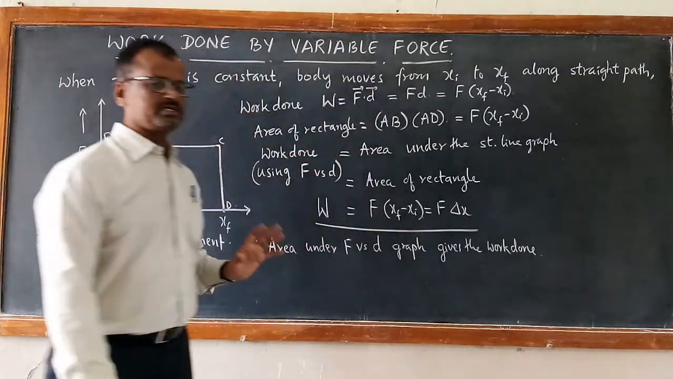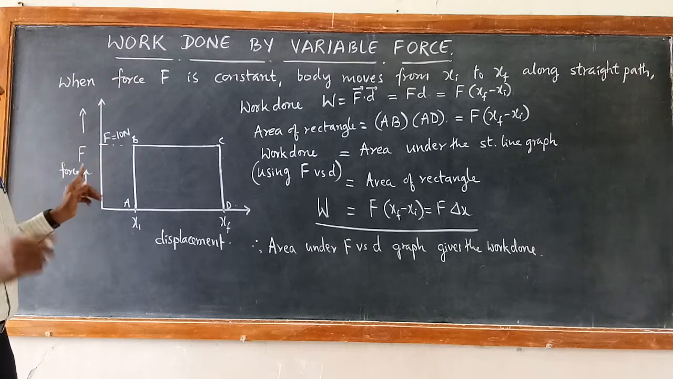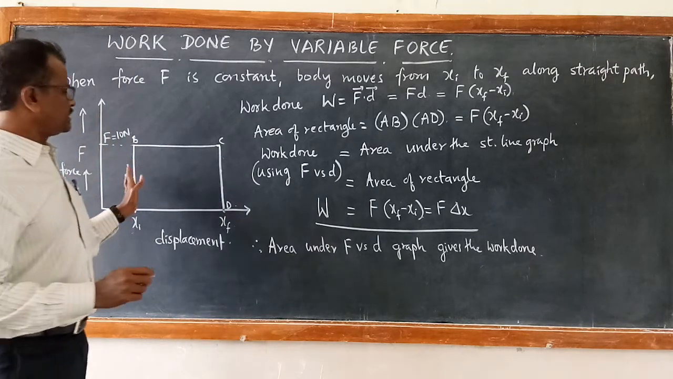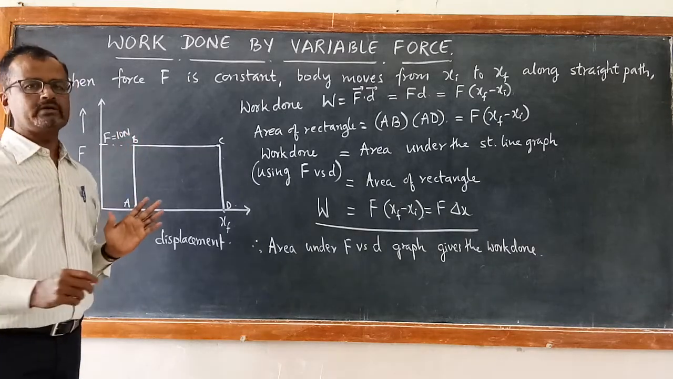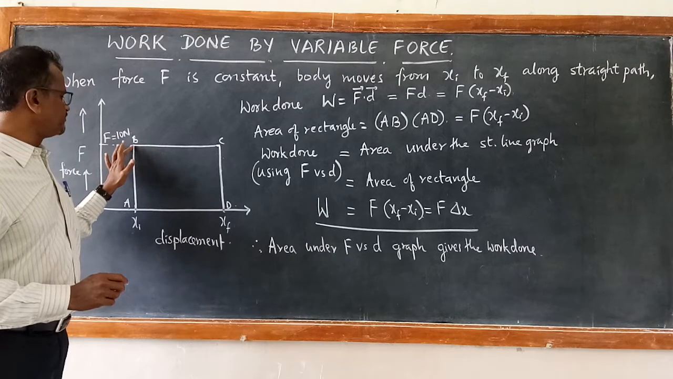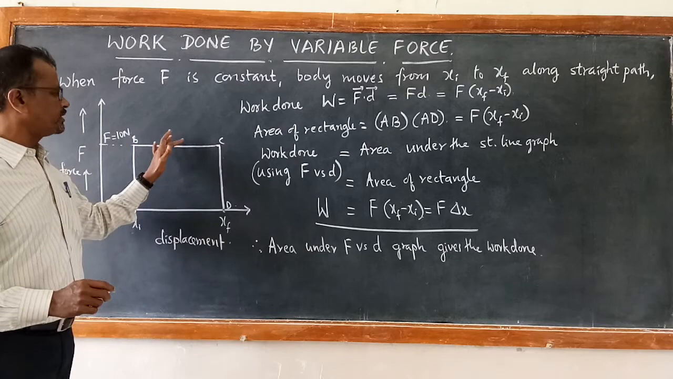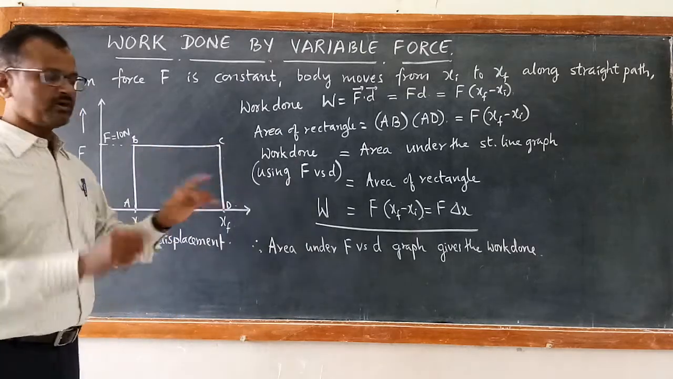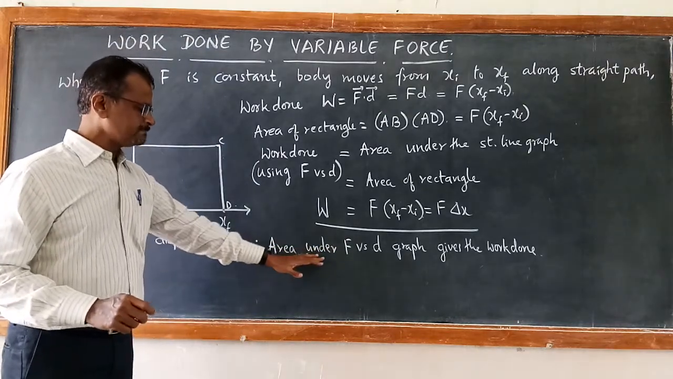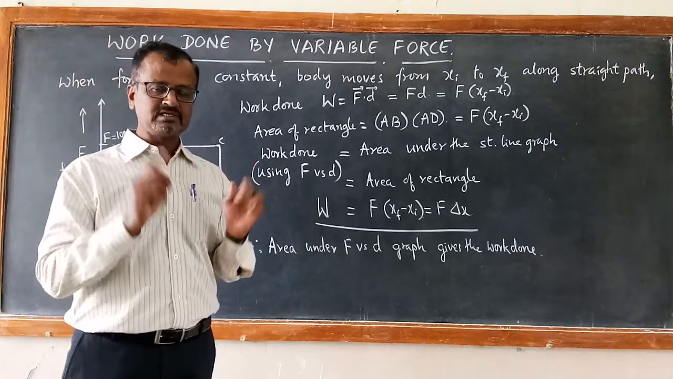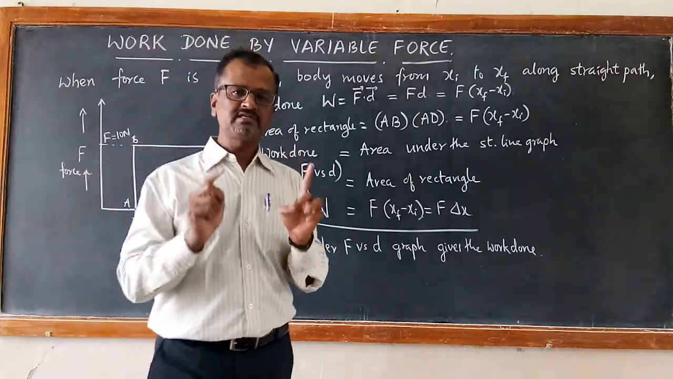So with this basic knowledge, now we are going to calculate what happens if the force is not constant. If the force is not constant, then you will get a curved graph. The graph will not be a straight line at all. At some point it may have the same value, at another point it will be an increased value, at some other point it will be a decreased value. So the graph will not be a straight line. Then we apply the same concept. We will calculate the area under this force versus displacement graph. The total area under the force versus displacement graph gives us the work done.